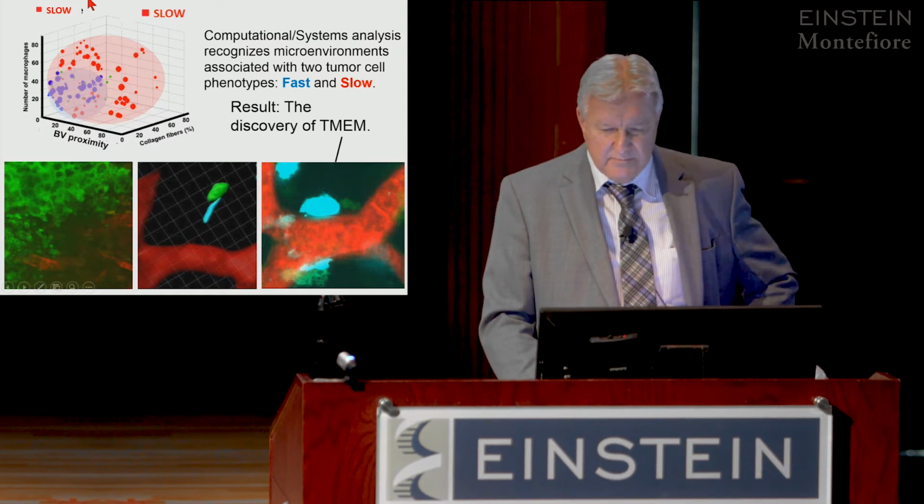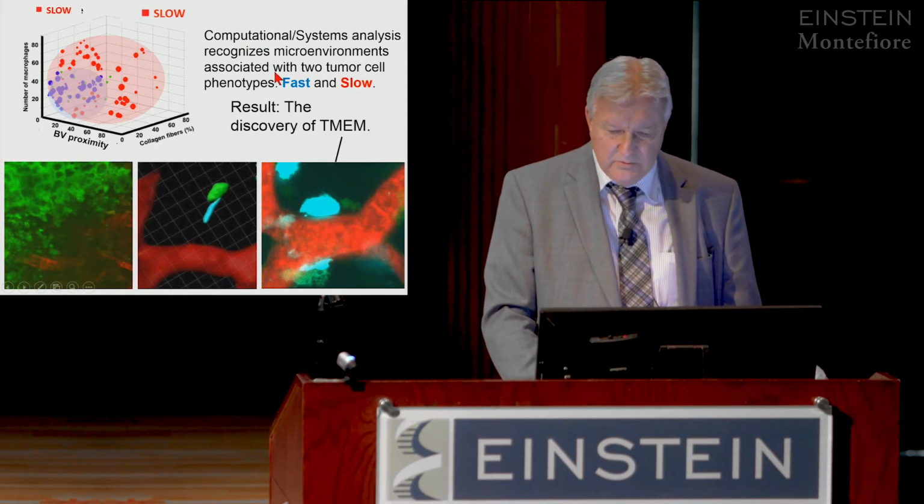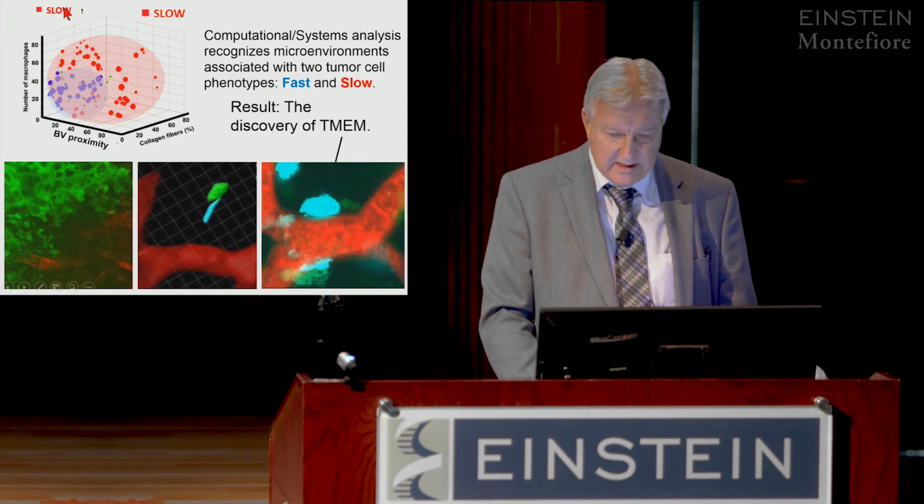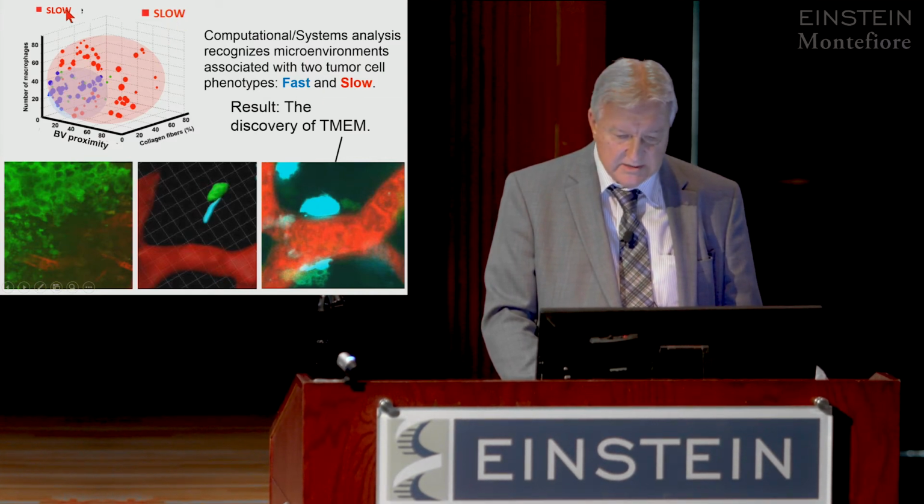So what was discovered? You have two phenotypes that come out, a fast and a slow phenotype. This slide got jumbled. It should say red slow and blue fast. So here are the fast cells in this 5-dimensional volume plot. Here are the slow cells in red.